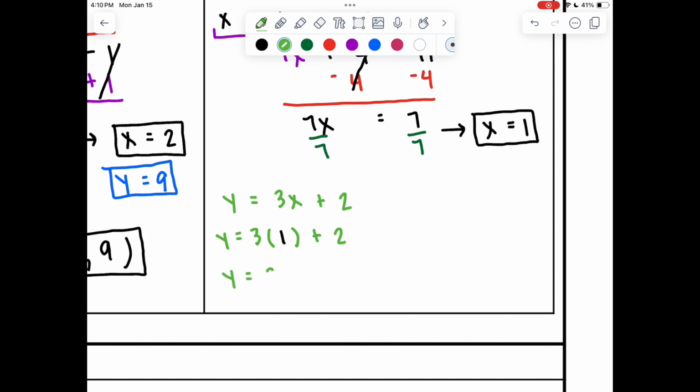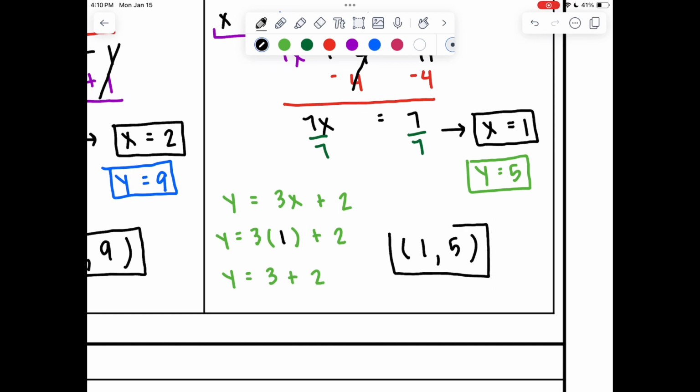3 times 1 is 3, and then I have to add 2, so when I do 3 plus 2, I get a positive 5, so y is equal to 5 here. Or the solution to this system of equations is when x is positive 1 and y is 5, as an ordered pair 1, 5.